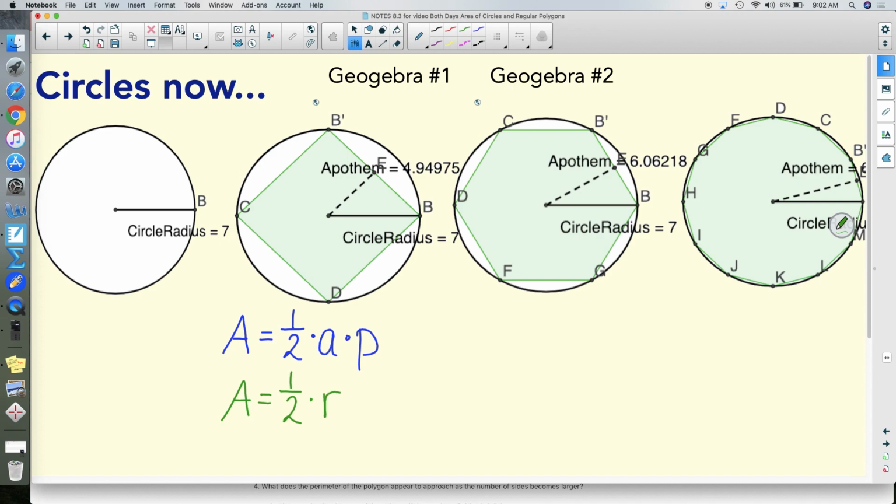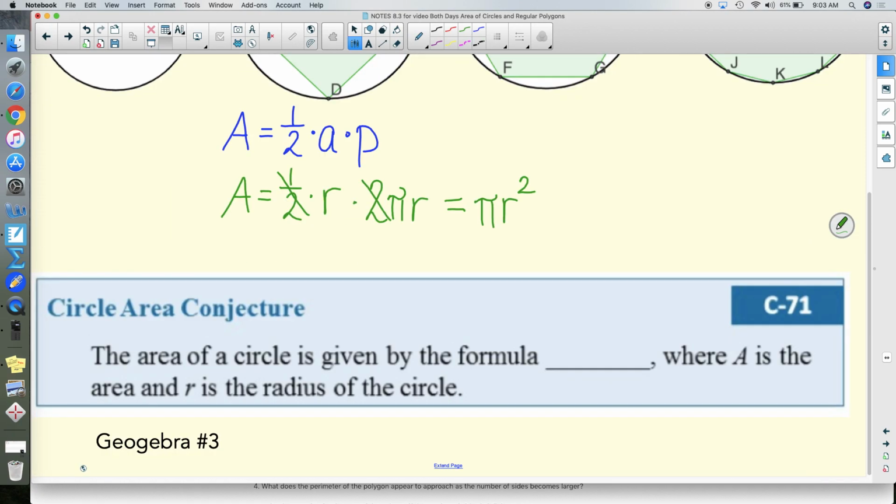So the radius would go in for apothem. And perimeter for a circle is really circumference, and I'm going to do it in its radius form. 2 pi r is the perimeter for any circle. So if I simplify my algebra from that regular polygon formula applied to circles, my 1/2 times 2 becomes 1. Radius times radius is radius squared with a pi multiplier. And you've likely seen that area formula before. So the area of a circle can be given by the formula pi times radius squared equals area.